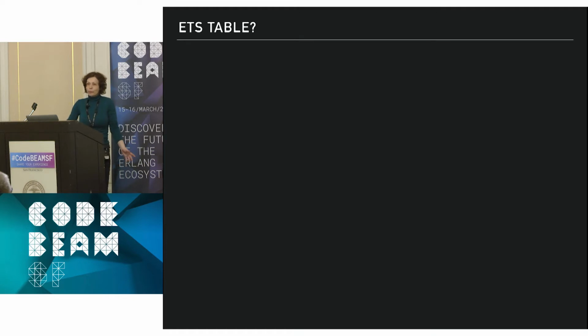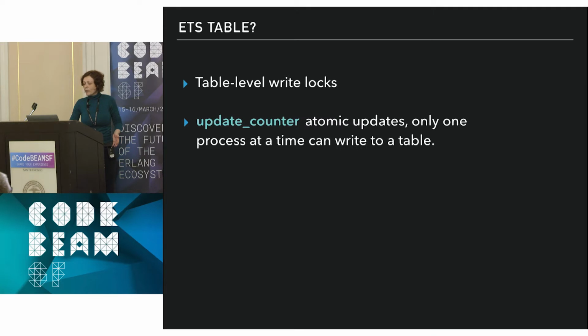ETS table has its own problems. First of all, it's a complex structure, and it has table-level write locks. There is an update counter operation that allows atomic updates, but that's at the expense of locking the whole table. So only one process at a time can write to a table. If we have all the metrics in our table, it is much more performant than gen server, no doubt about that. But still, there is going to be contention of all of these processes trying to update this ETS table.